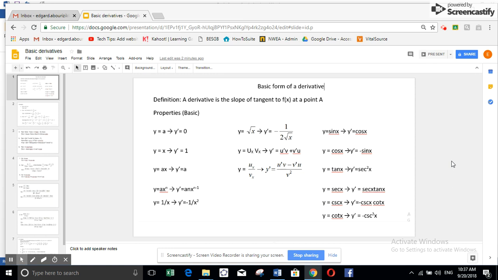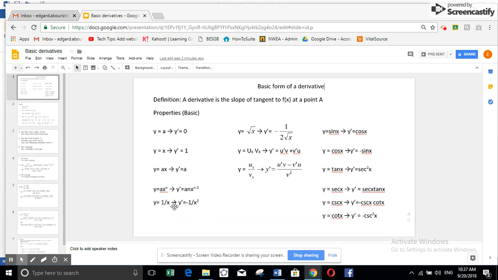Hi, grade 12 students. Today's lesson is about basic derivatives and the derivatives of trigonometric functions. The derivative of a constant is 0. The derivative of x is 1. The derivative of ax is a. If you have a power, you take the power, you multiply it by the number before, then you decrease the power by 1.